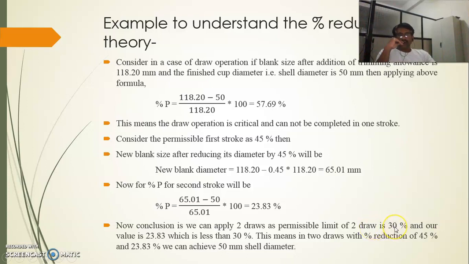If it goes more than 30%, then again we require to change the first reduction, and we have to again resolve it for getting the permissible limits. So for this case we can say we can have the two drawings easily. One will be with the 45% and the other will be with the 23.83 percentage.